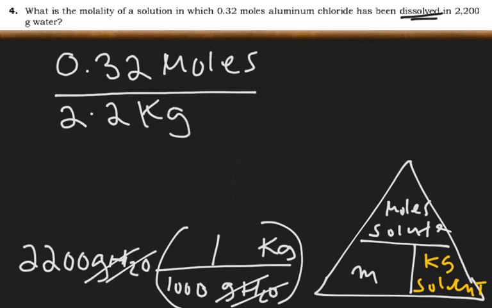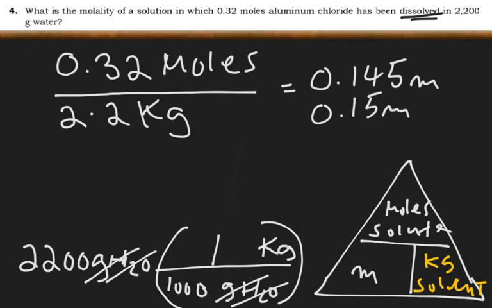We get our calculators, and we do our division. 0.32 divided by 2.2 should give us around 0.145 little m, or 0.15 little m, if you're rounding for sig figs. Okay, so either of these are acceptable. And that's number 4.